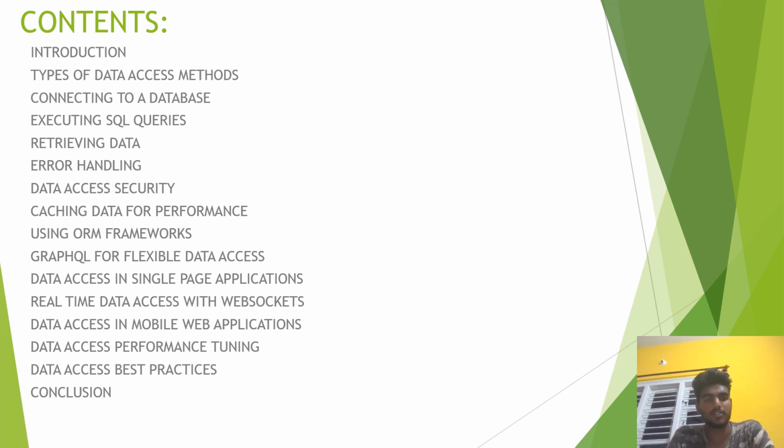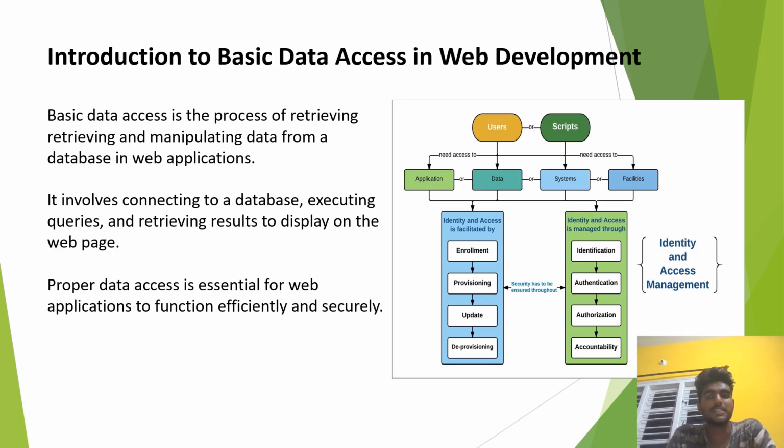So let's start with the introduction. Introduction to basic data access in web development. Basic data access is the process of retrieving and manipulating data from databases in web applications. So it's basically the process of retrieving the data and also the manipulation in the database. It involves connecting to a database, executing queries, and retrieving results to display on the web page. Proper data access is essential for web applications to function efficiently and securely.